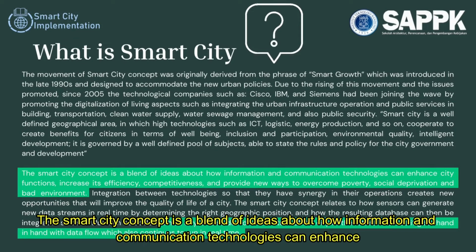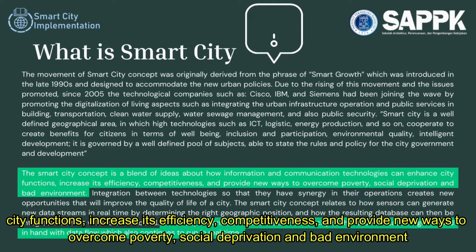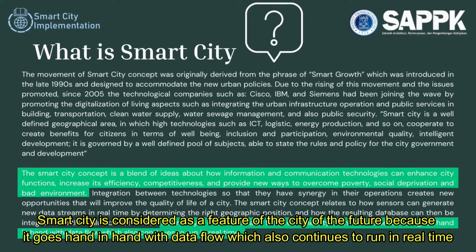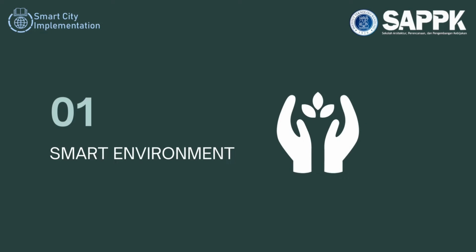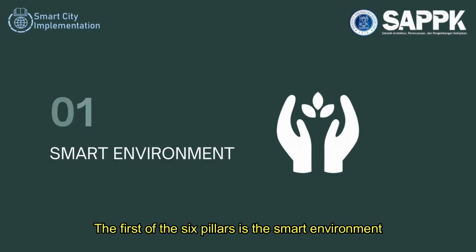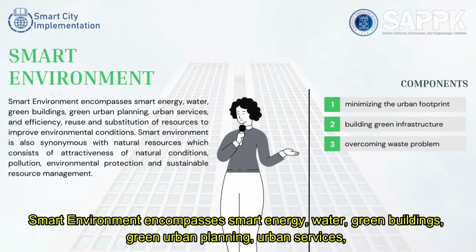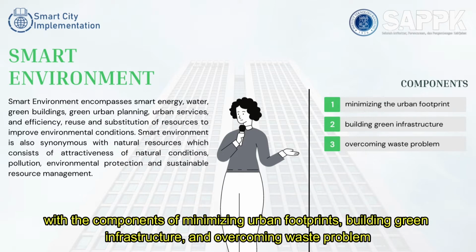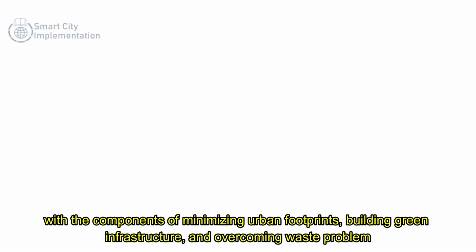The smart city concept is a blend of ideas about how information and communication technologies can enhance city functions, increase efficiency and competitiveness, and provide new ways to overcome poverty, social deprivation, and bad environment. Smart city is considered the feature of the city of the future because it goes hand in hand with data flow, which also continues to run in real time. The first of the 6 pillars is the smart environment. Smart environment encompasses smart energy, water, green buildings, green urban planning, urban services, and efficiency, reuse and substitution of resources to improve environmental conditions, with the components of minimizing urban footprints, building green infrastructure, and overcoming waste problems.